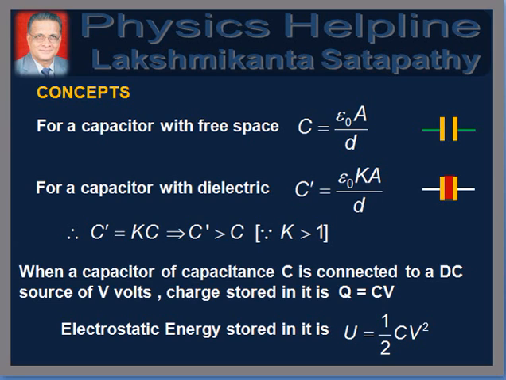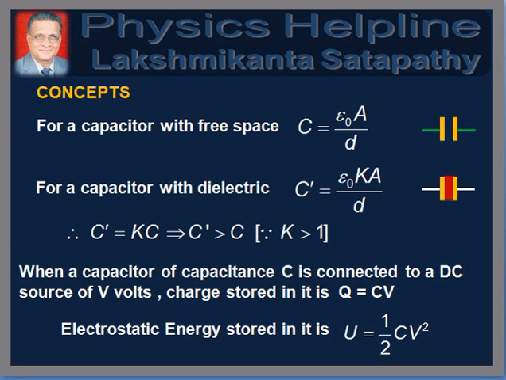Before proceeding to solve the problem, let us recall the related concepts. The capacitance of a capacitor having free space between its plates is given by C = ε0 A/d, where ε0 is the absolute permittivity of free space, A is the common surface area of the plates, and d is the separation between the plates. When the space between its plates is filled with a dielectric medium of dielectric constant K, its capacitance becomes C' = ε0 K A/d, which implies that C' = KC. Since K is always greater than 1, we have C' > C.